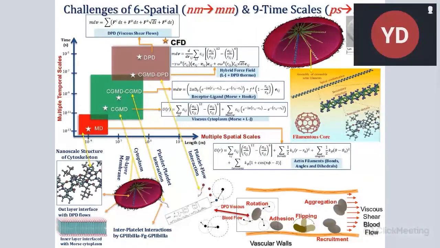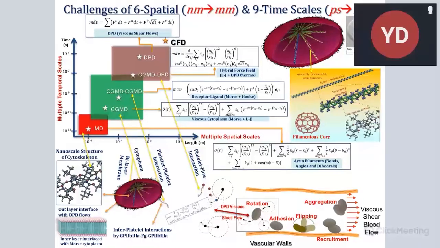And the red one here is MD, and all the way to CFD. And we must have people in the audience who are experts in CFD. So we went through multiple scales: in space, we went through 6, and in time, we went through 9 time scales. And it's a nightmare in terms of simulation.